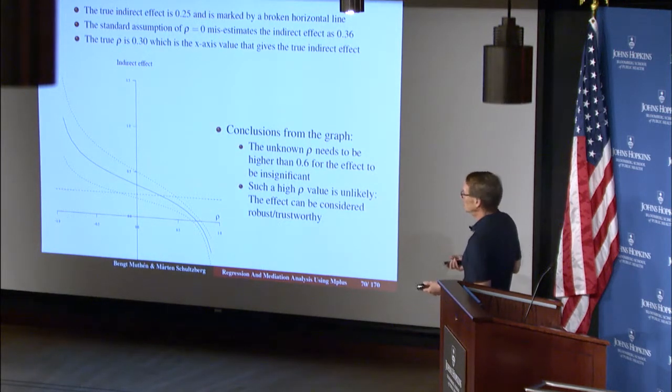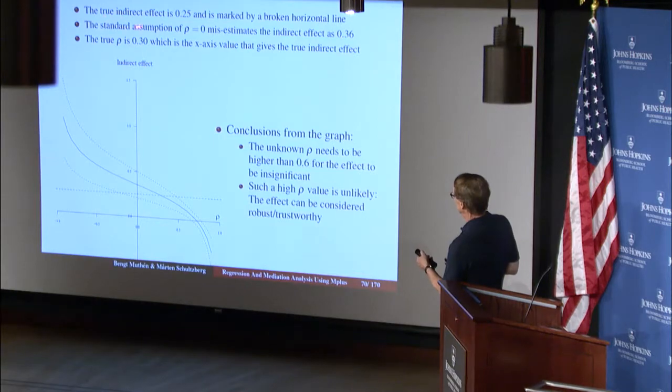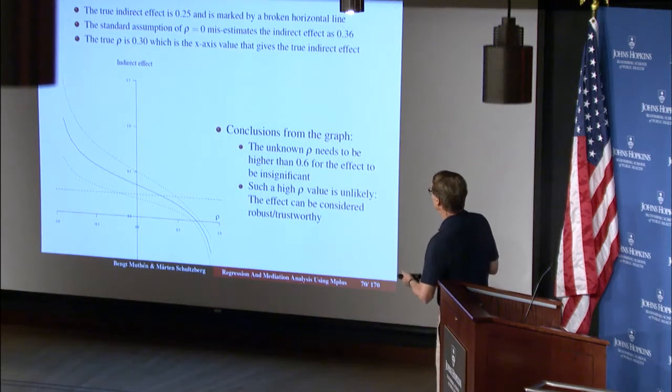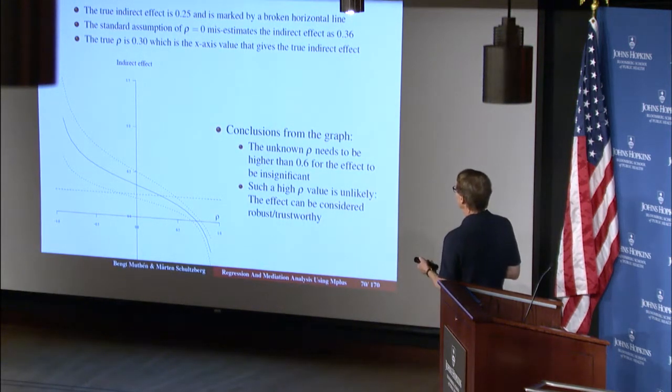Now, the standard assumption is that rho is equal to 0. If rho is equal to 0, this is the estimate that we will get, 0.36. So scribble 0.36 here. So if you generate data with a certain rho correlation and analyze it without it, you're going to get an indirect effect estimate that's 0.36 instead of 0.25.